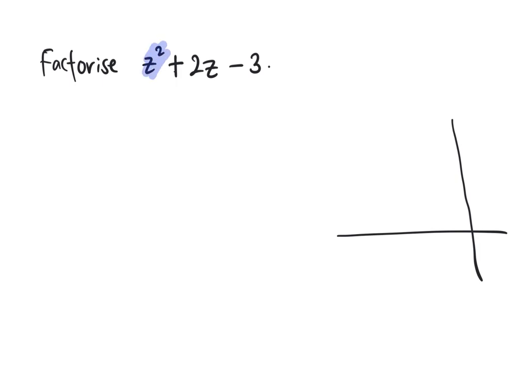Do take note how Mr. Tan positions the terms. Z squared and negative 3 is at this side. 2z is at the other side.